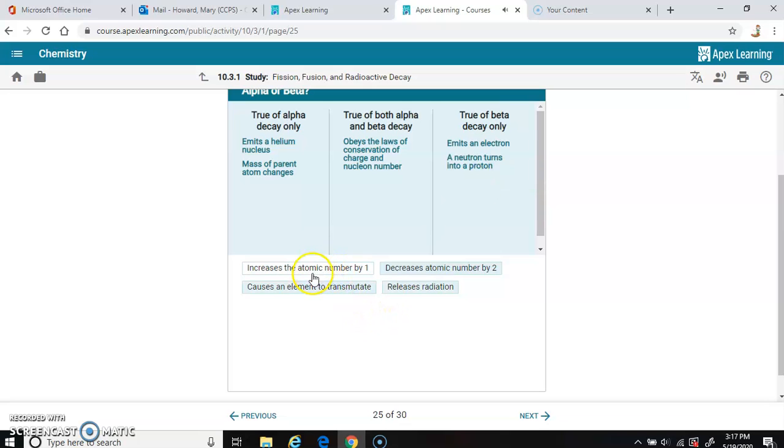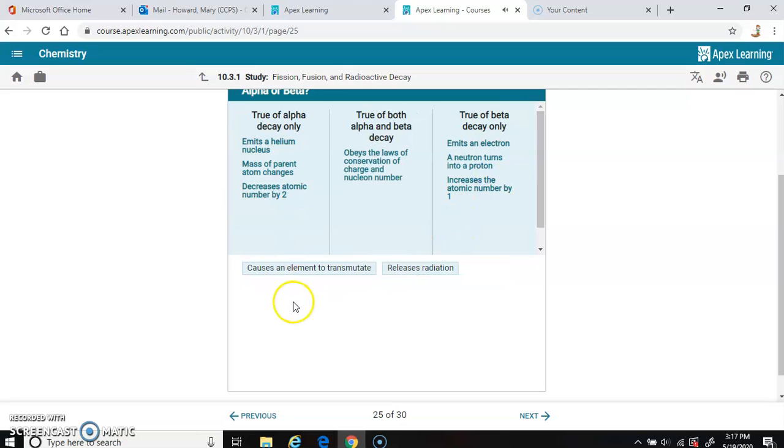It increases the atomic number by 1. Remember we said that's adding a proton over here. We're decreasing the atomic number by 2, that's alpha. Now, it causes an element to transmutate, meaning change. Both of them have that change. And releases radiation is true for both of them as well. They both release radiation.